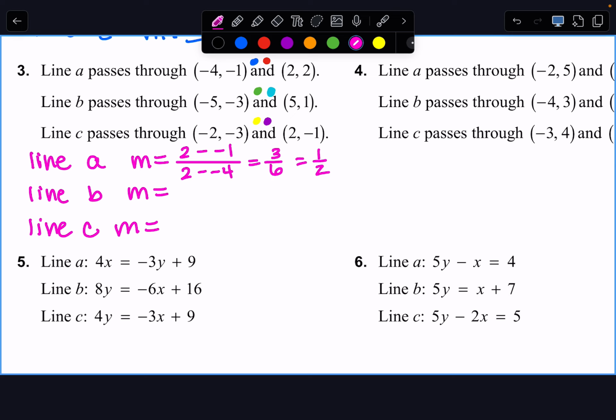Okay. All right. Line B, green and teal. What'd you get? 2/5. And then line C, yellow and purple. 1/2. So I want everybody to write down that line A has a slope of 1/2. Line B has a slope of 2/5. And line C has a slope of 1/2. Do we have any lines that are parallel? Line A is parallel to line C.